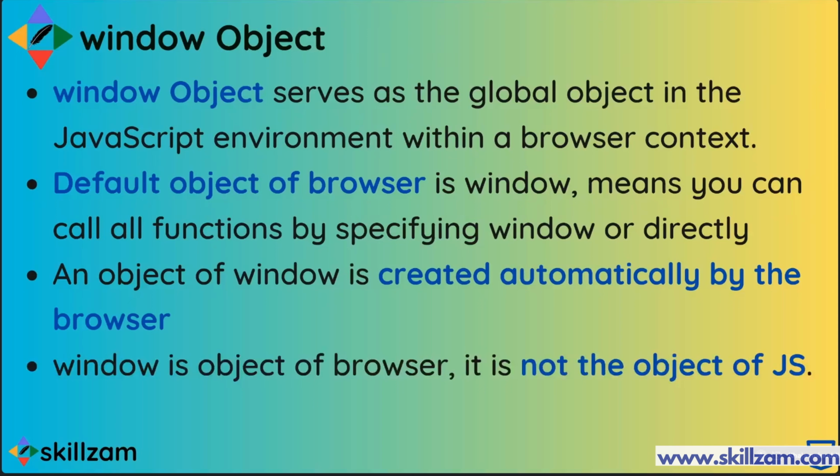And the important point that you need to understand here is window is an object of the browser and it is not the object of JavaScript. Now, understand this statement really well. What I mean by that is, we have seen at our initial days that JavaScript can run on the client side and JavaScript can also run on the server side.